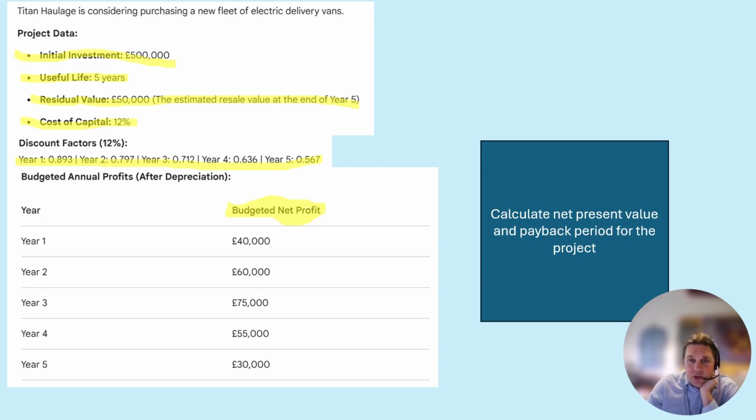When it comes to payback period, what you've got to do is work out how long it's going to take to recoup that initial investment. So in this instance, it's 500,000. And the way we do that is we keep deducting. So we work out what we call cumulative cash flow. We keep deducting each year's cash flow from the original investment until we're not left with anything.